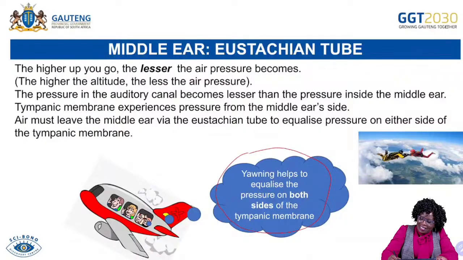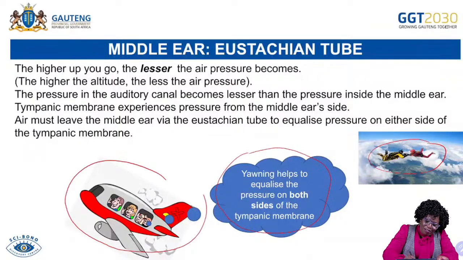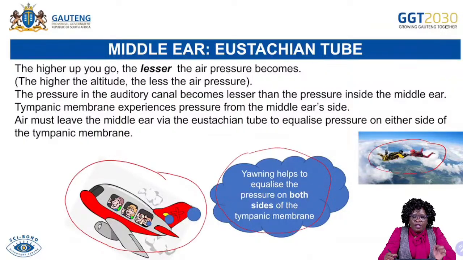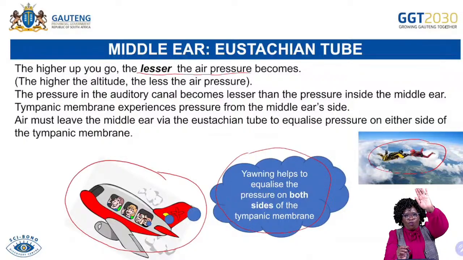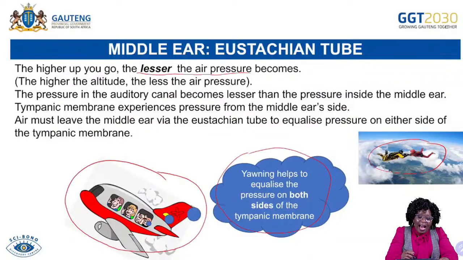And check this. These are divers. Check these people that are taking off. So it's a plane, and check this out, the higher up you go, the lesser the air pressure. So air pressure will become lesser as you go up, as you take off on a flight. The higher the altitude, the less the air pressure.